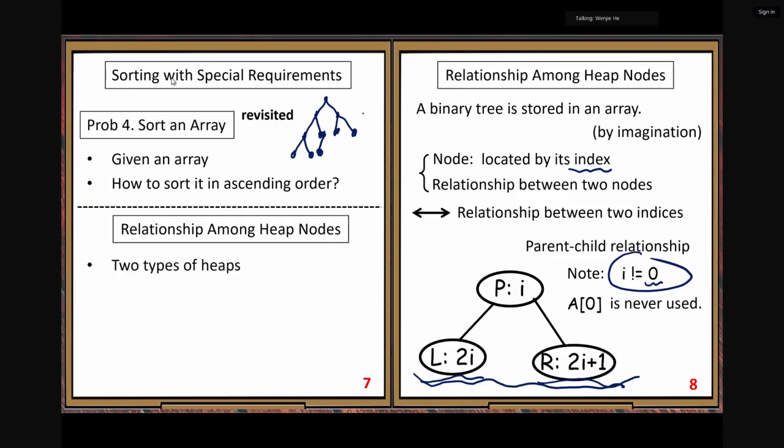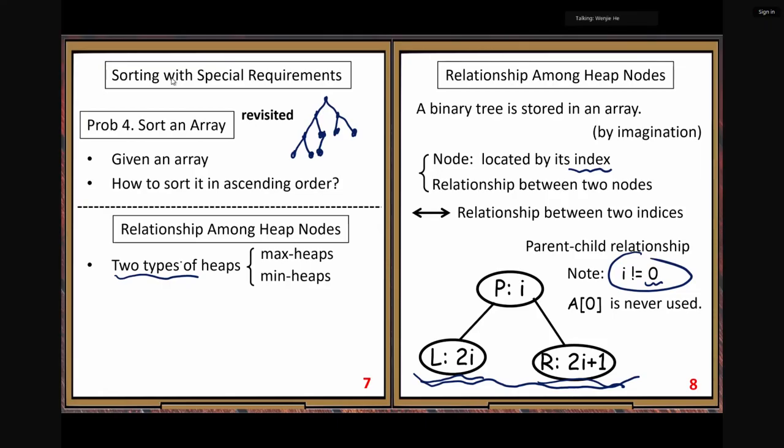About heap nodes, there are two types of heap. After we specify the parent-child relationship, we need to add another important property to these heaps. So two types of heaps: the max heap and the min heap. Maximum, minimum. Because when you sort an array, there are two ways, ascending order and descending order, two directions. That's why there are two different types of heaps.